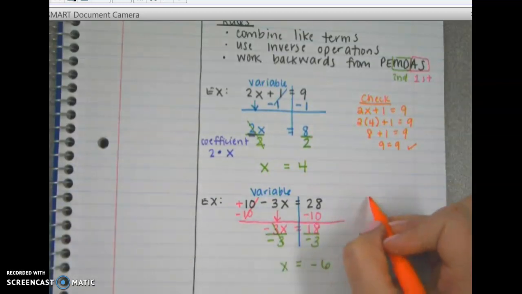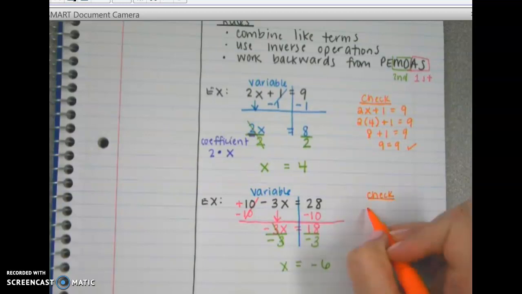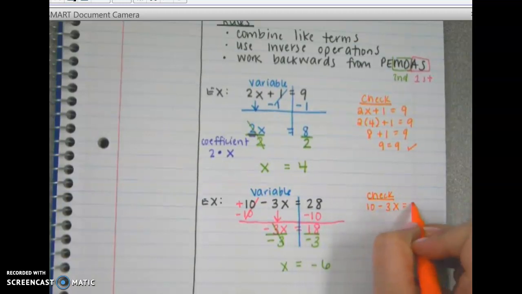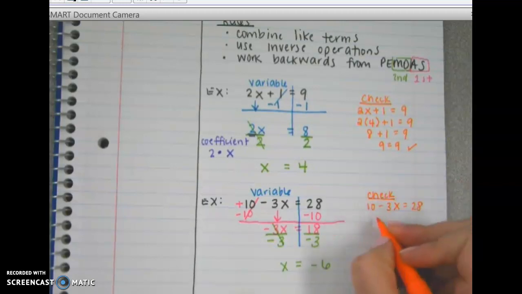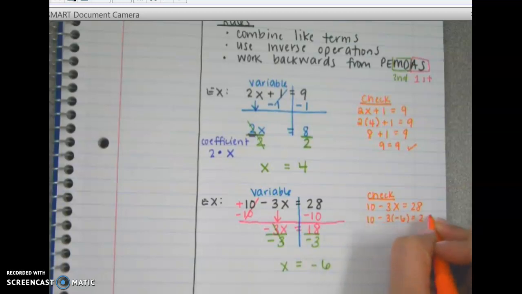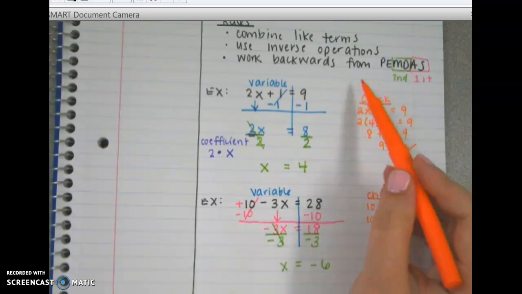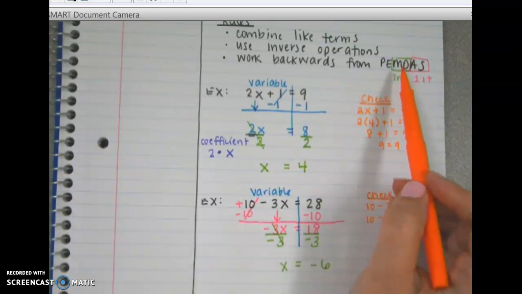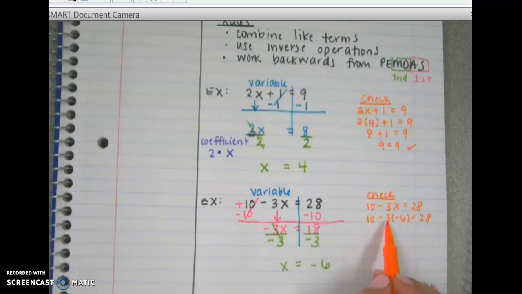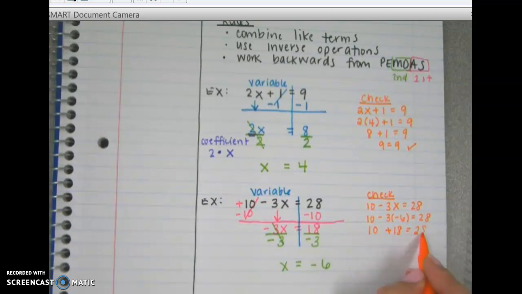We can check. 10 minus 3x equals 28. That means negative 3 times negative 6. So please excuse my dear Aunt Sally. If there's something that I'm supposed to multiply, I got to do that first. So I'm going to see this as negative 3 times negative 6. Negative 3 times negative 6 is a positive 18. And that checks out. 10 plus 18 is 28.